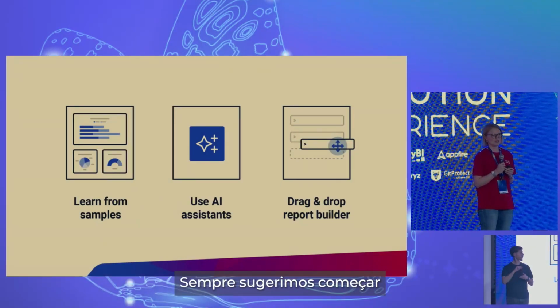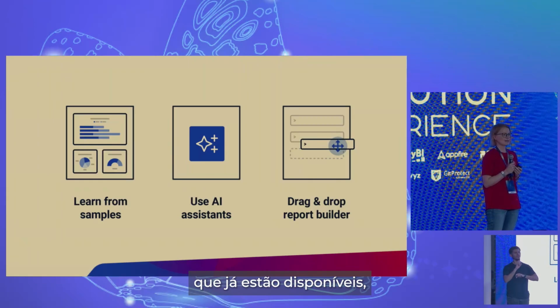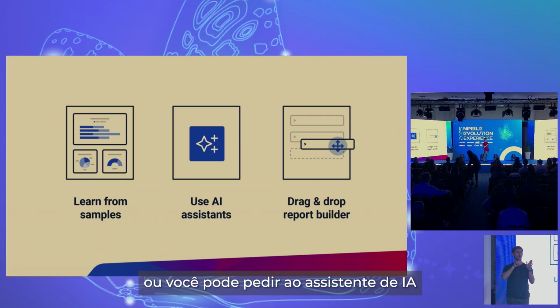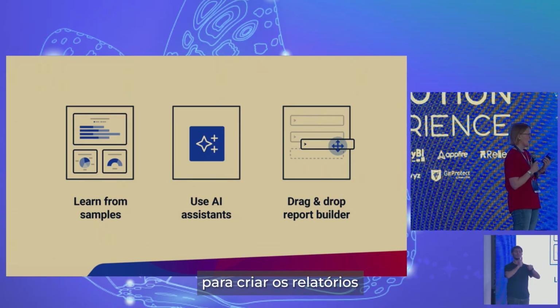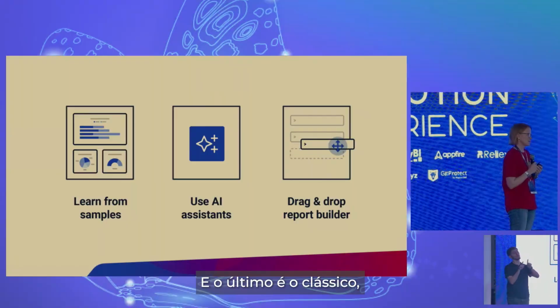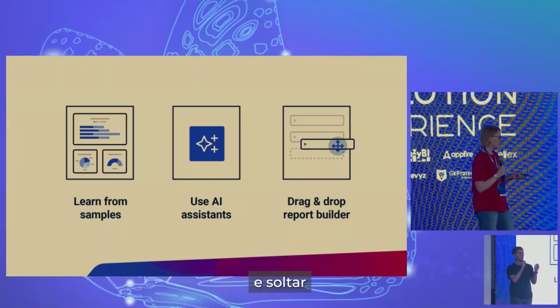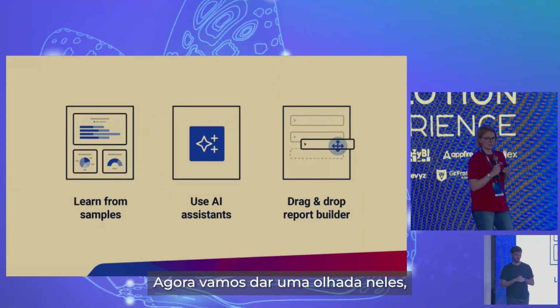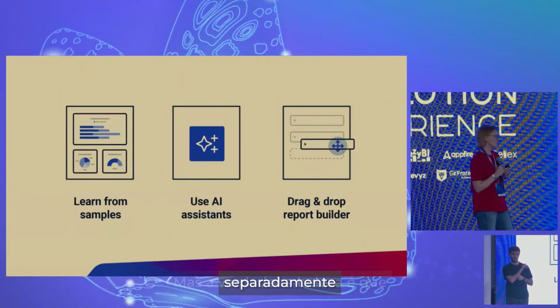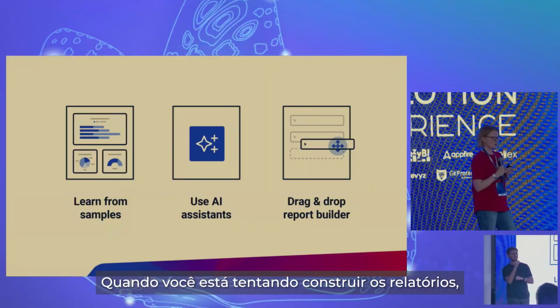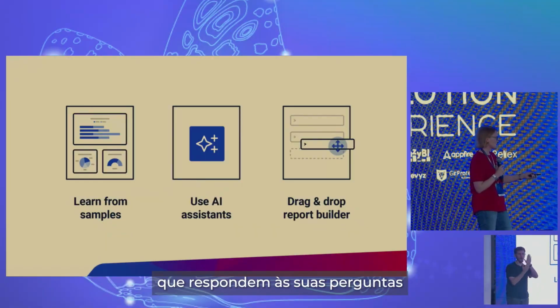So now let's see some smart ways to create Jira reports in EazyBI. We always suggest to start from the resources that are already available, and that is learning from the samples. Or you can ask the AI assistant to build the report. And the last is the classic building from scratch with a drag and drop report builder. Now we will take a look at them separately, but the true beauty is that you don't have to choose. You can use all of them when you're trying to build the reports that answer your questions.